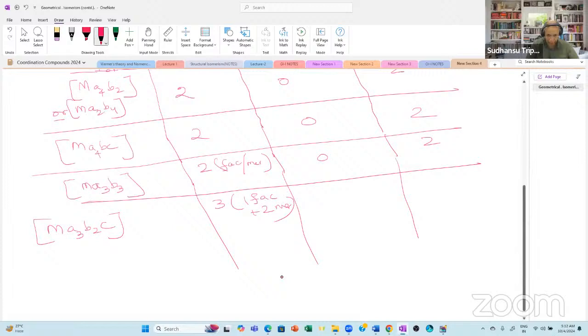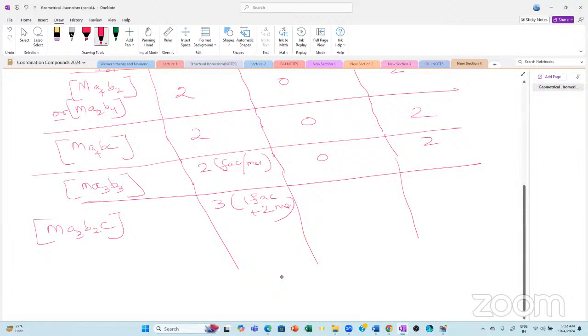One fac, two mer. Let us do fac. Welcome Satyajit. Better late than never. And what about enantiotropism? Does any one of them show optical isomerism? No, sir. Zero.